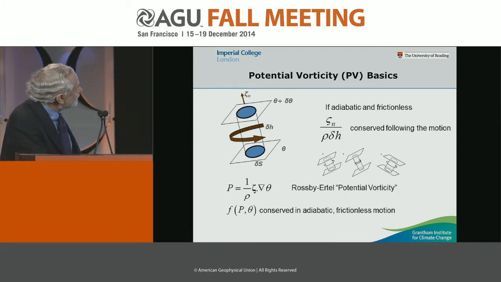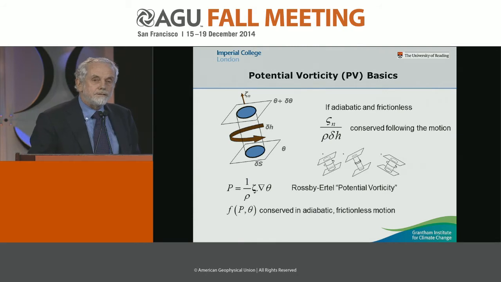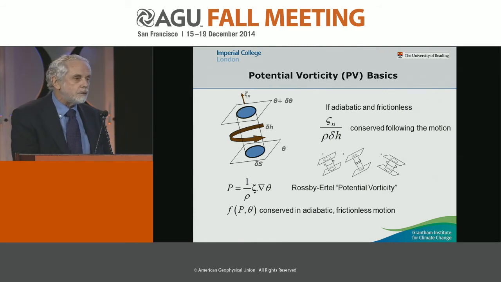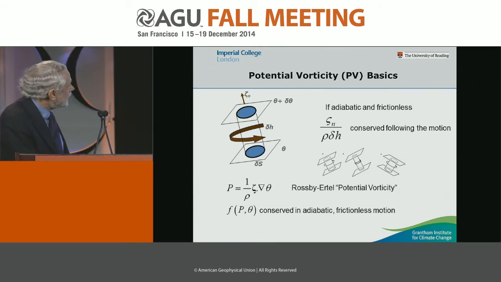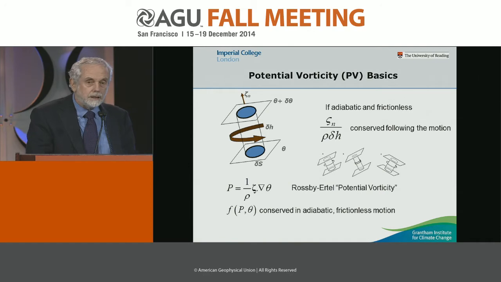Confusingly, the name is now used for this, or more exactly the differential quantity. If you multiply this by delta theta and go to the limit, then you have this as the conserved quantity on a fluid parcel, the potential vorticity. And Ertel derived this in mathematical form, and Rossby in this rather physical form here.